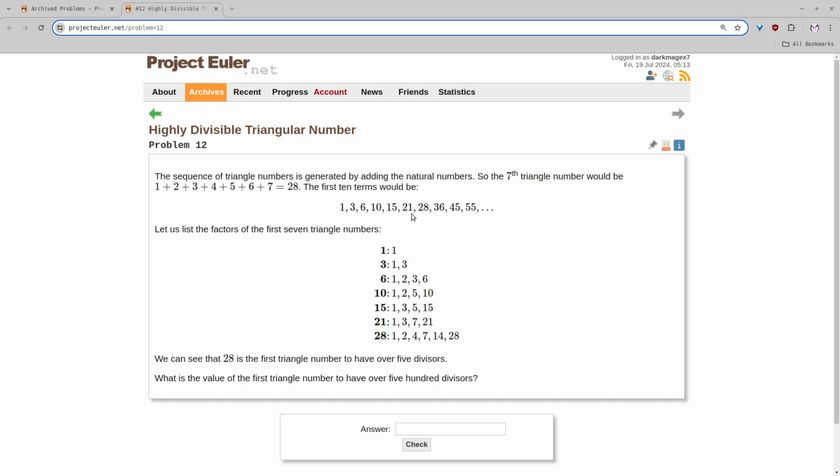Let us list the factors of the first 7 triangle numbers. 1 is 1, 3 is 1 and 3, 6 is 1, 2, 3, and 6, 10 is 1, 2, 5, and 10, 15 is 1, 3, 5, and 15, 21 is 1, 3, 7, and 21, and 28 is 1, 2, 4, 7, 14, and 28. We can see that 28 is the first triangle number to have over 5 divisors. What is the value of the first triangle number to have over 500 divisors?